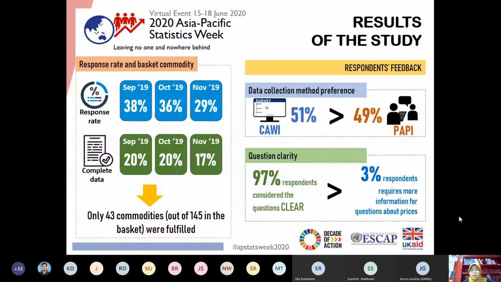But from the pilot study, we also got feedback from respondents. It shows that the percentage of respondents who prefer to be surveyed through KW was only slightly higher, 51%, compared to the percentage of respondents choosing the paper-based survey. Another finding was that 97% of respondents considered the questions clear, while only 3% required more information for questions regarding prices. It means that we're on the right track in terms of the questionnaire.